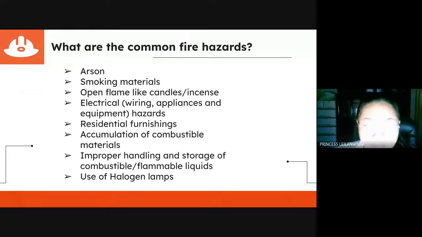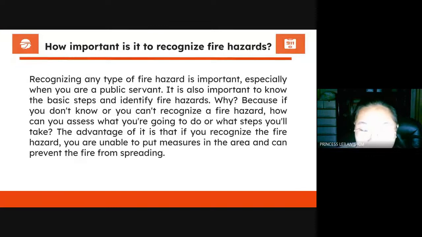Thank you, mate. So these are the types of common fire hazards. First is arson, second is smoking materials, third is open flames like candles or incense. Fourth is electric wiring, appliances, and equipment hazards. Then residential furnishings, accumulation of combustible materials, improper handling and storage of combustible and flammable liquids. And the last one is the use of halogen lamps. So next slide, please. How important is it to recognize fire hazards?